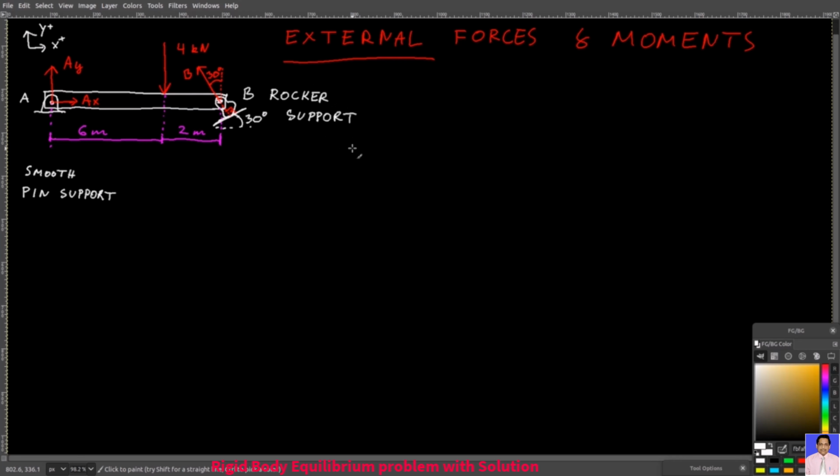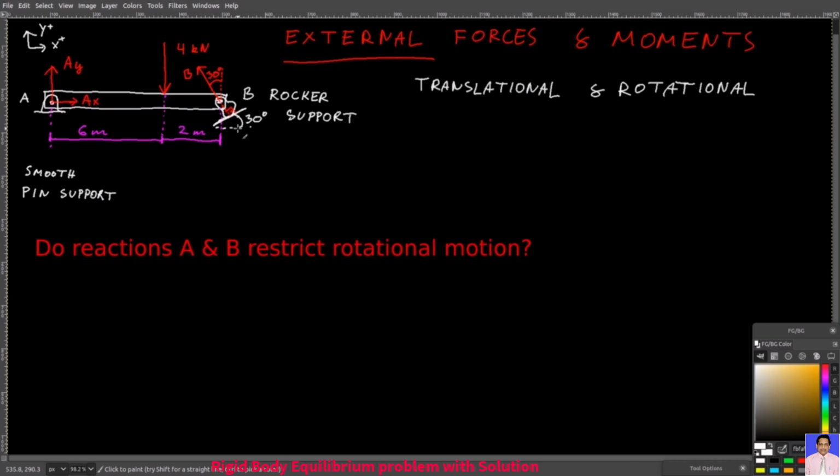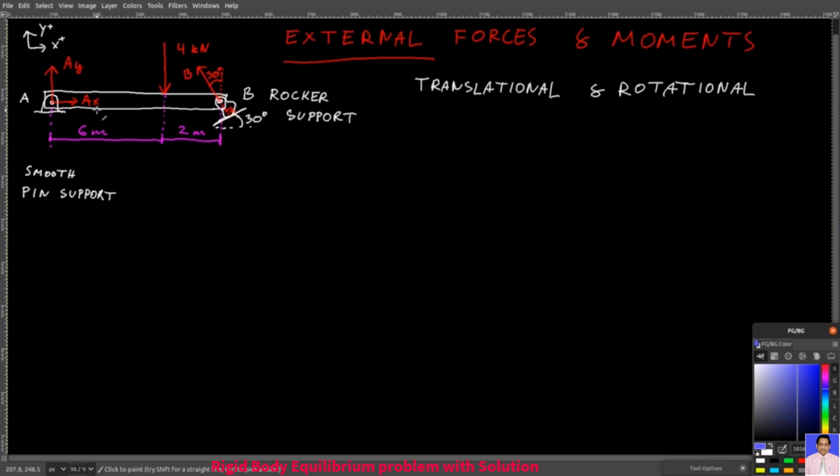When dealing with those supports, you have to use your imagination and visualize how this support restricts motion. You can restrict two types of motion, translational and rotational. Now, if you look at our two supports here, the smooth pin and the rocker support, do they restrict rotational motion? The answer is no.